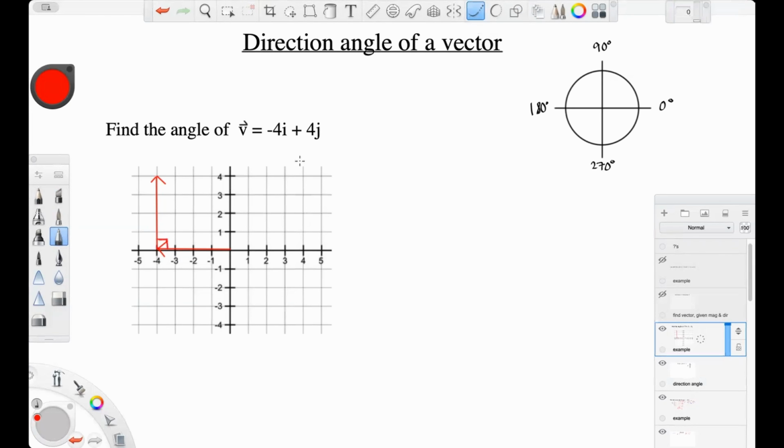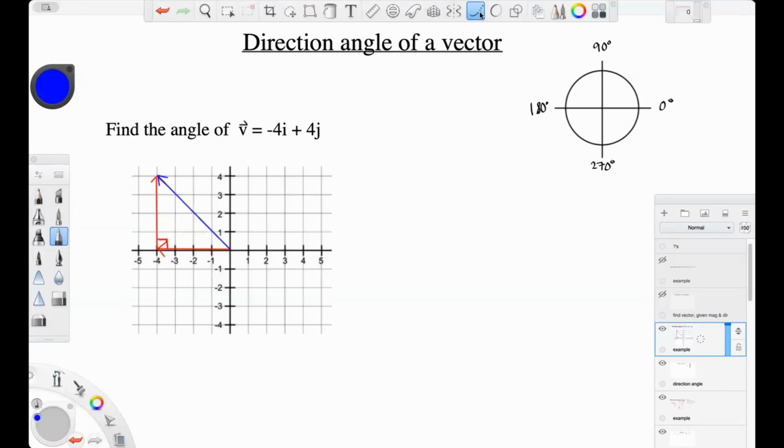And then I want to graph the vector itself, right? So the vector itself goes from the origin out to the terminal point here. And so the vector itself looks like this. Right? And so when we graph the components, i and j, and then we graph the vector itself, it's always going to form a right triangle.